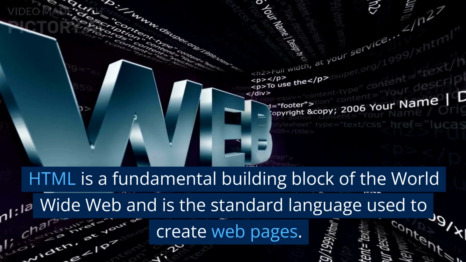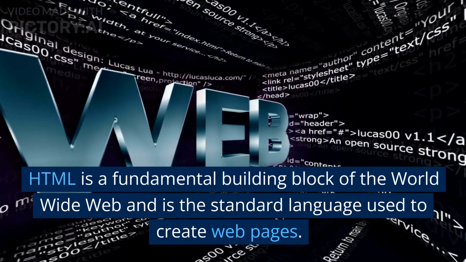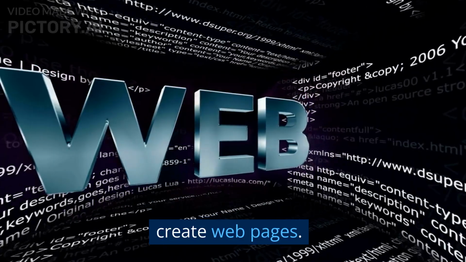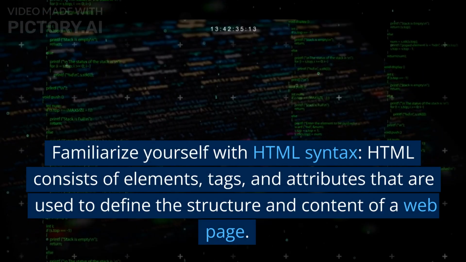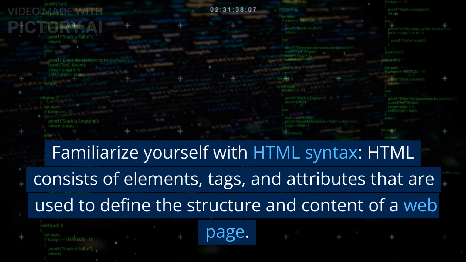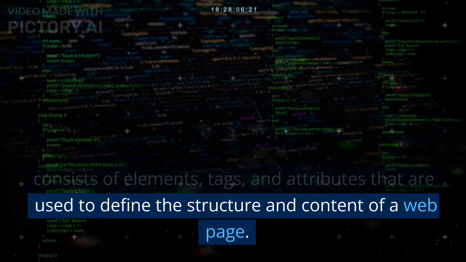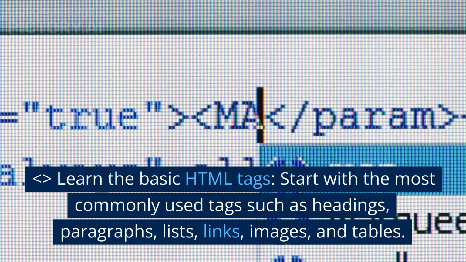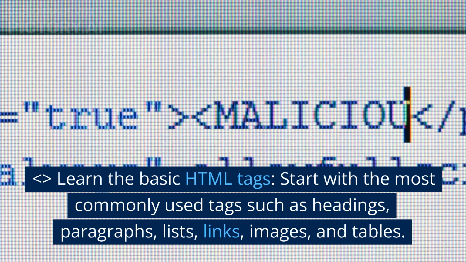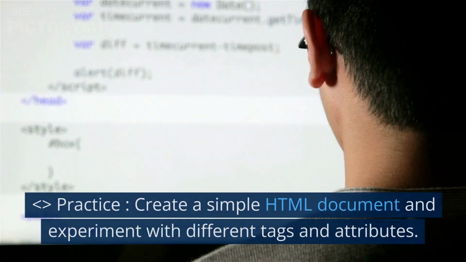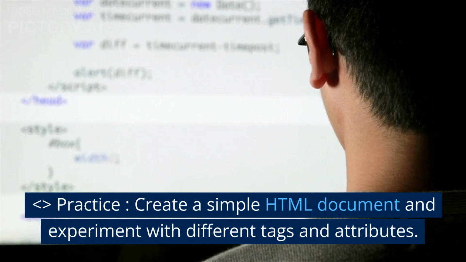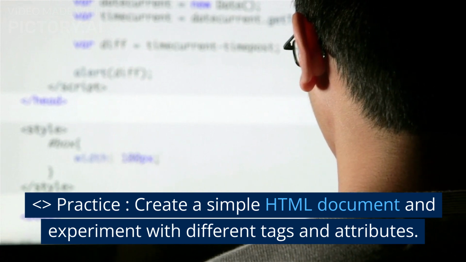HTML is a fundamental building block of the World Wide Web and is the standard language used to create web pages. Familiarize yourself with HTML syntax. HTML consists of elements, tags, and attributes that are used to define the structure and content of a web page. Learn the basic HTML tags. Start with the most commonly used tags such as headings, paragraphs, lists, links, images, and tables. Practice. Create a simple HTML document and experiment with different tags and attributes.